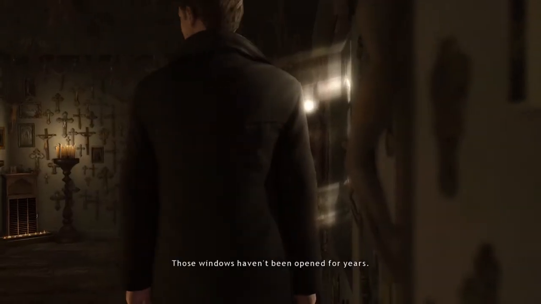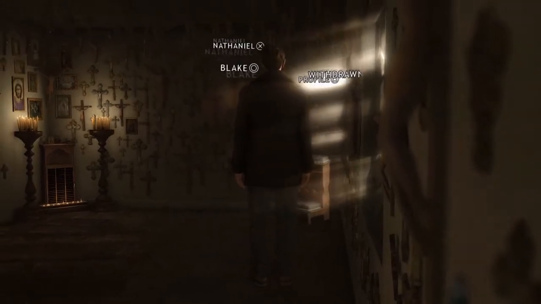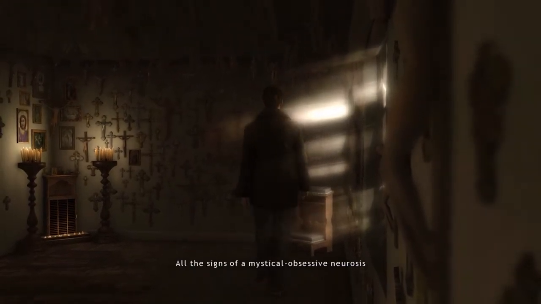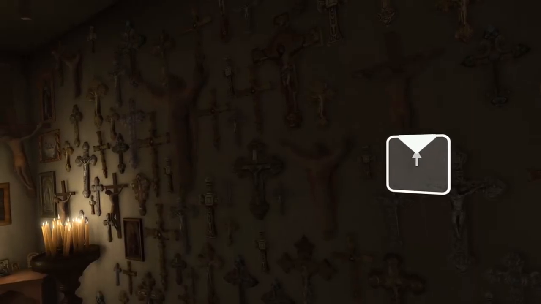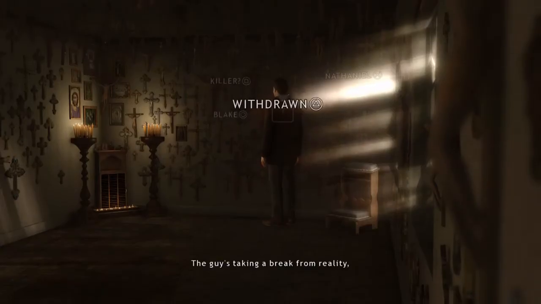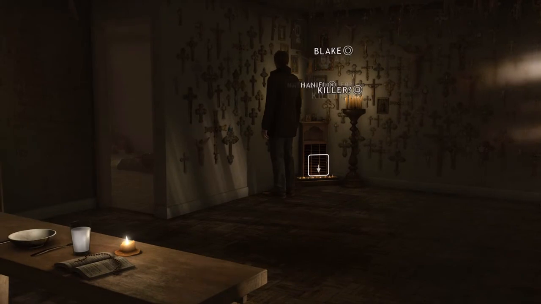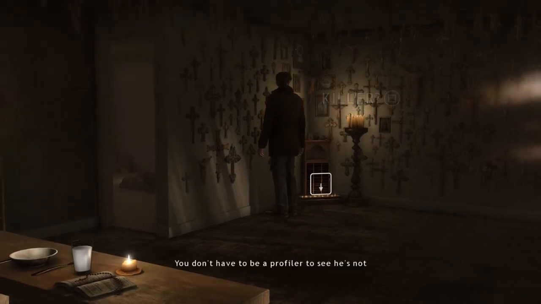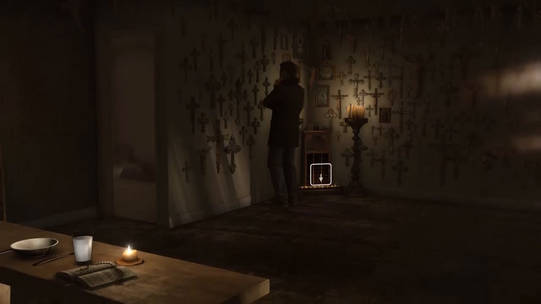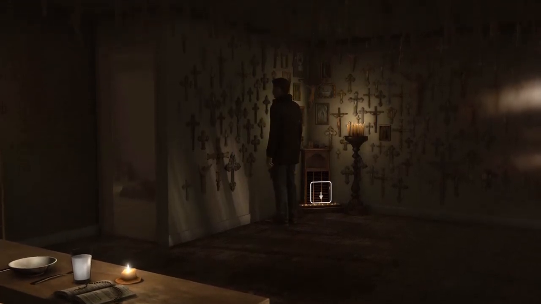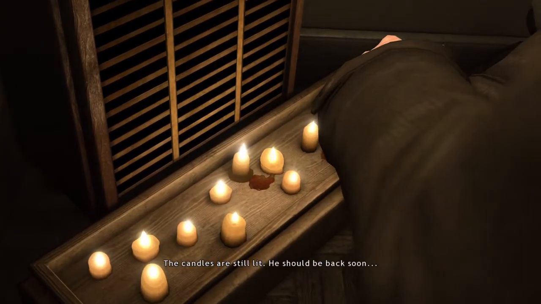It's stifling in here. Those windows haven't been opened in years. All the signs of a mystical obsessive neurosis compounded by a persecution complex. The guy's taking a break from reality, holed up here in this crazy apartment. You don't have to be a profiler to see he's not a killer. We're wasting our time here. Candles are still lit. He should be back soon.